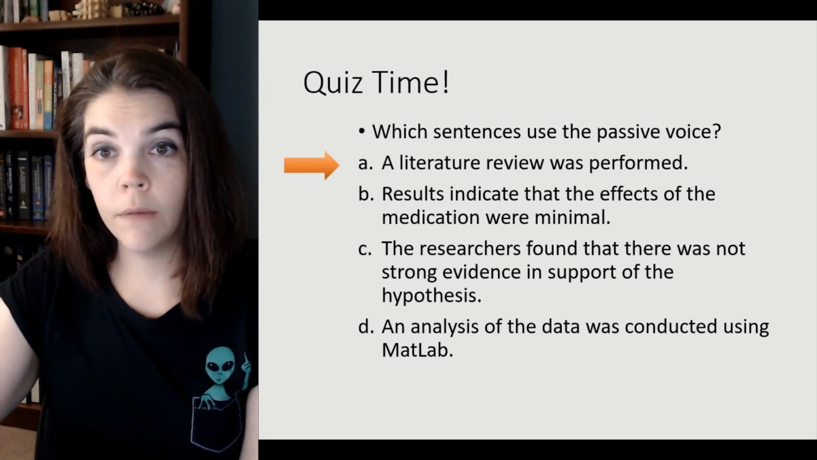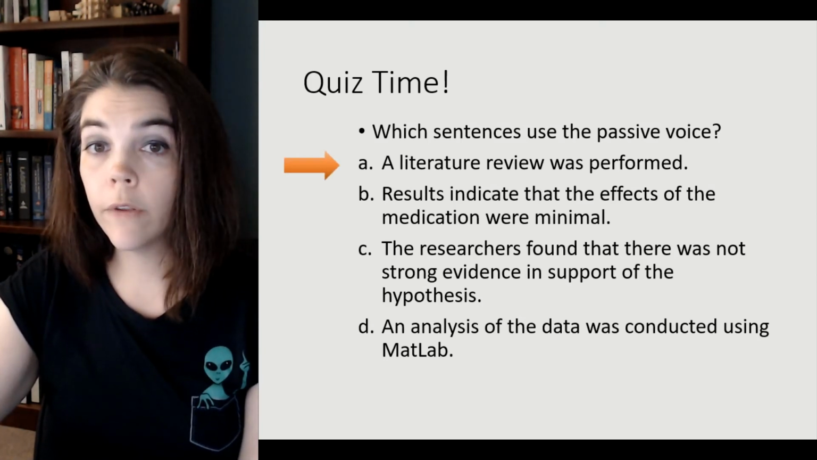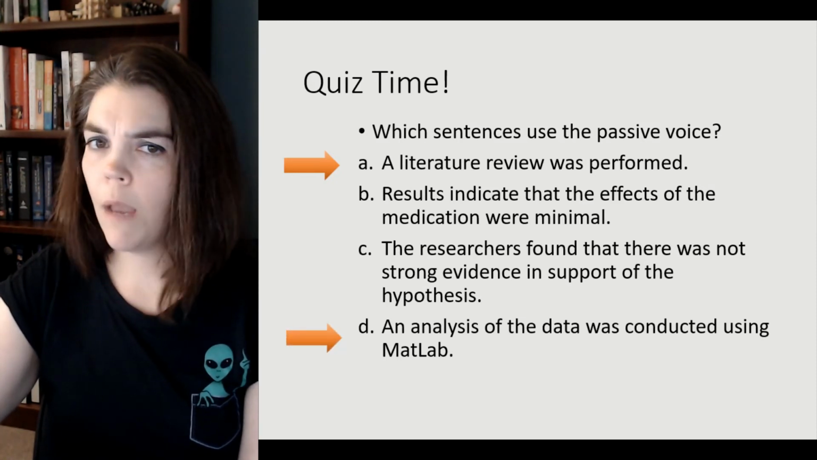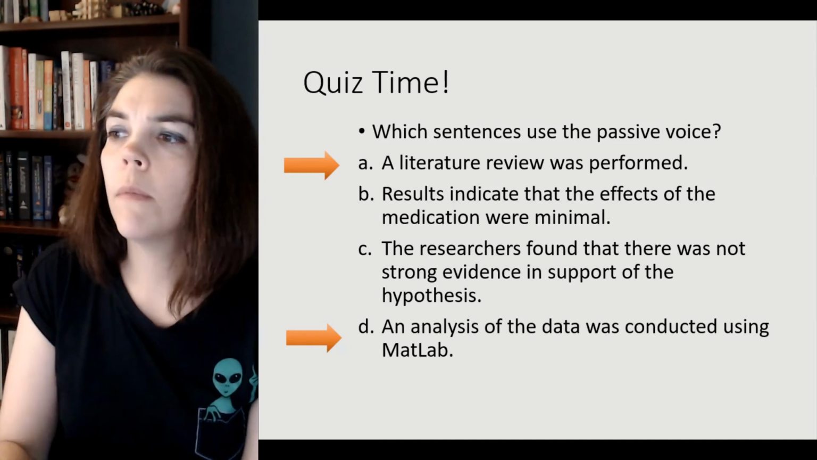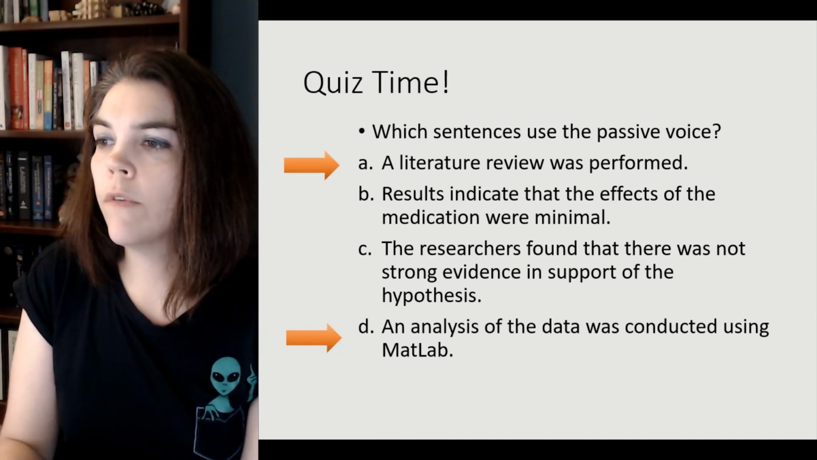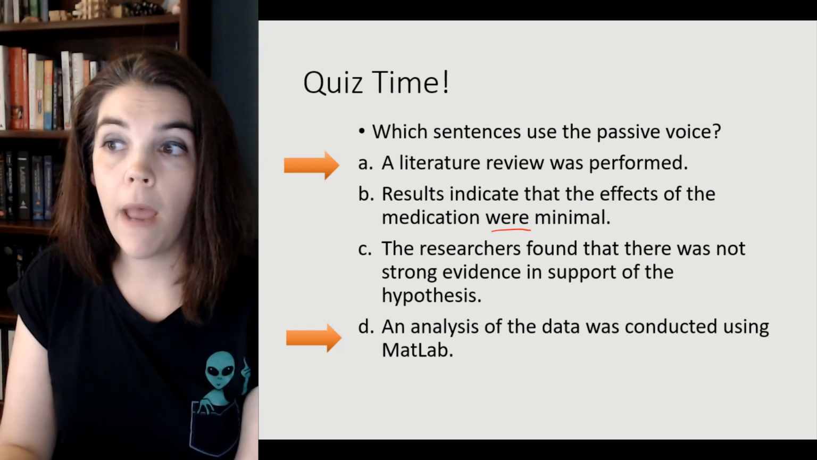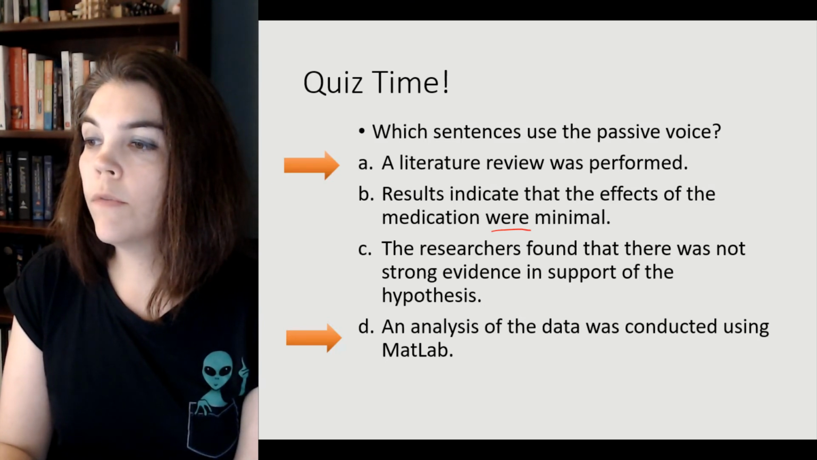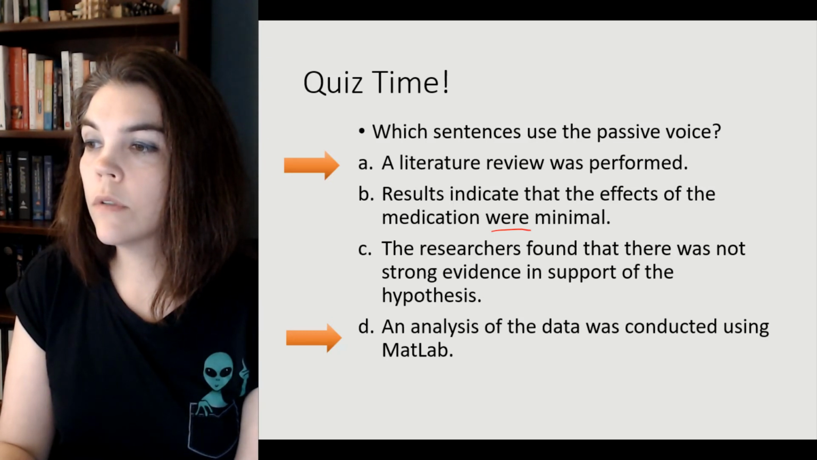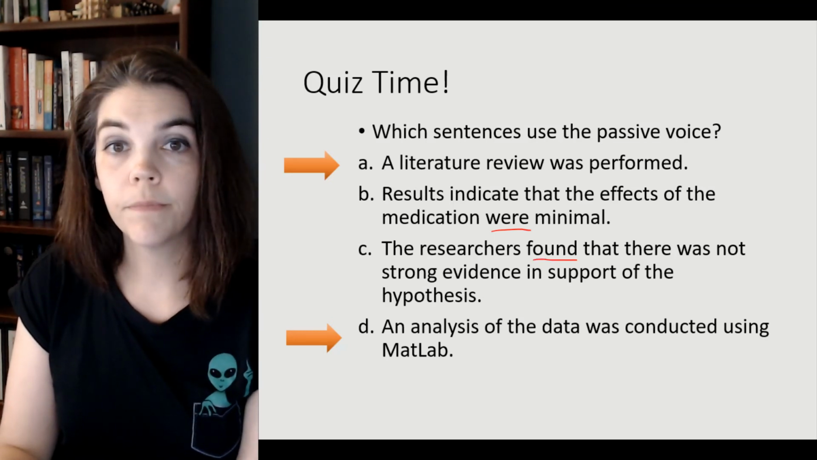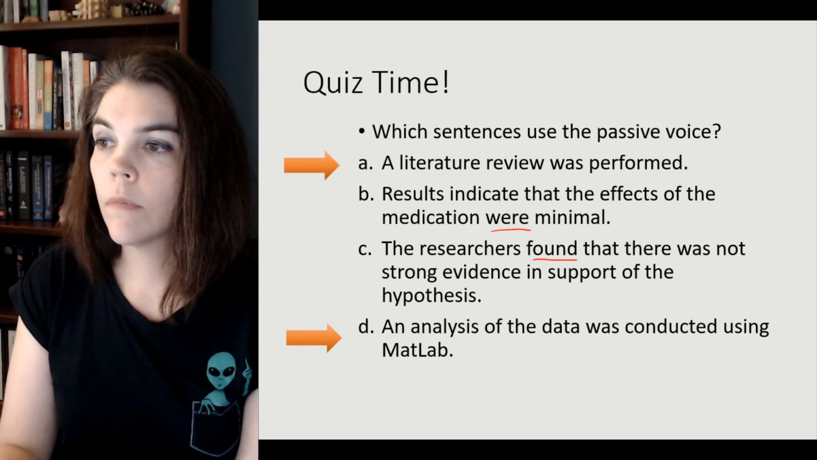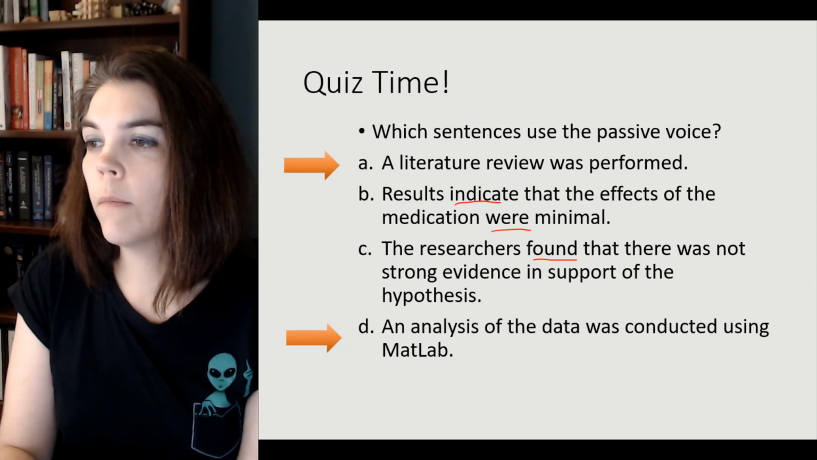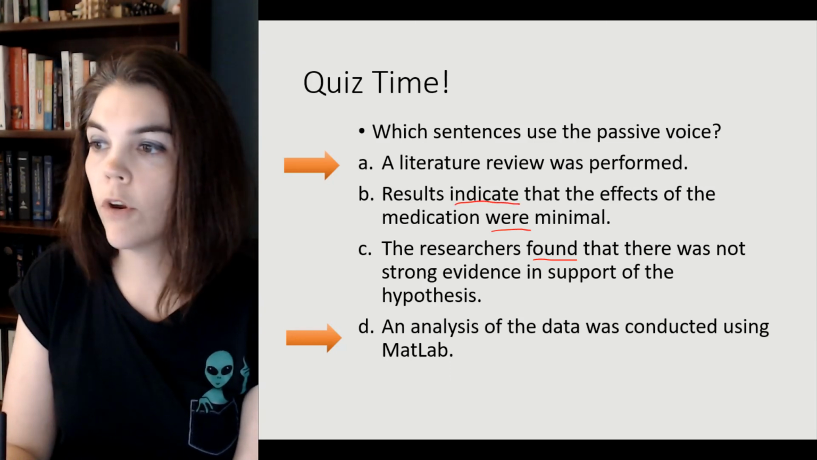So the first one, a literature review was performed. And the last one, not B or C. Let's look at B and C for a minute. So here's our verb. It's just simple past. Okay. The researchers found, that's just simple past. Okay. And, oh, sorry, I missed our main verb here, indicate. Indicate, sorry about that.